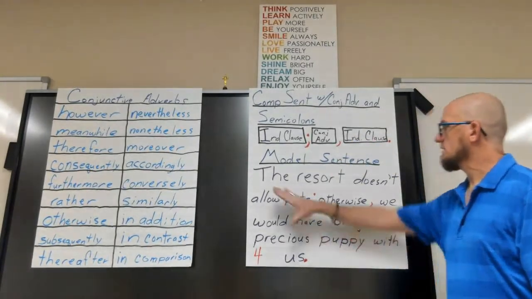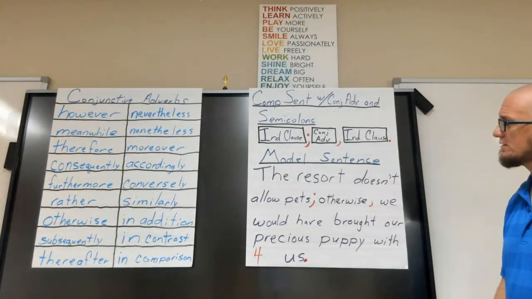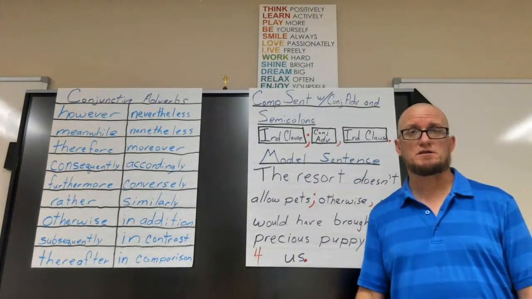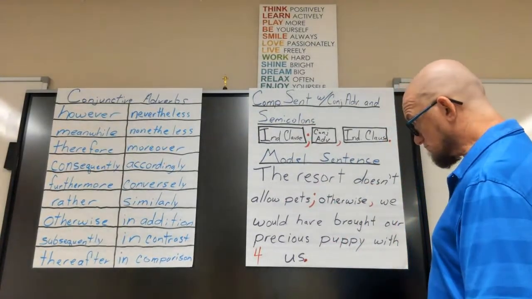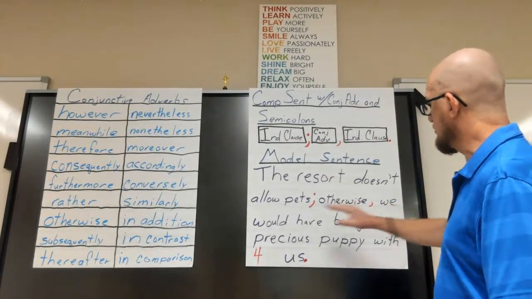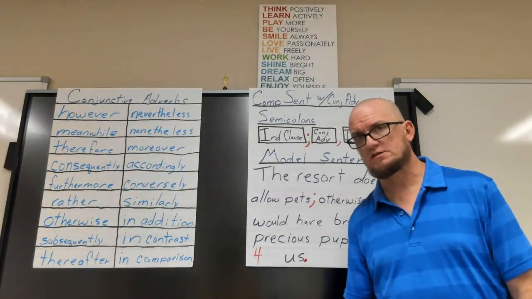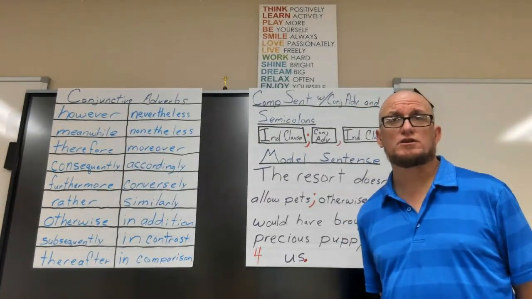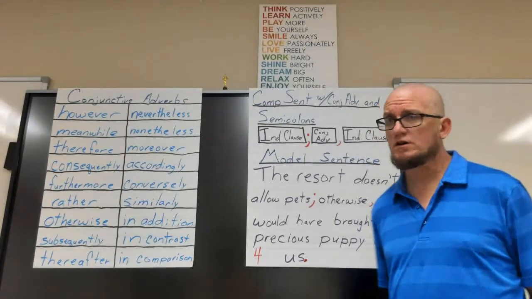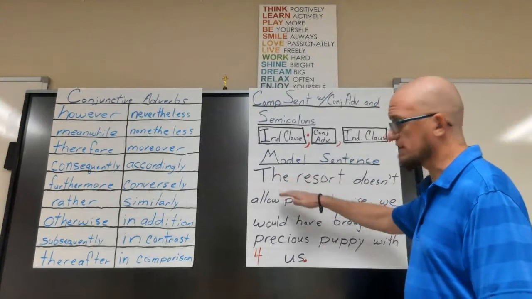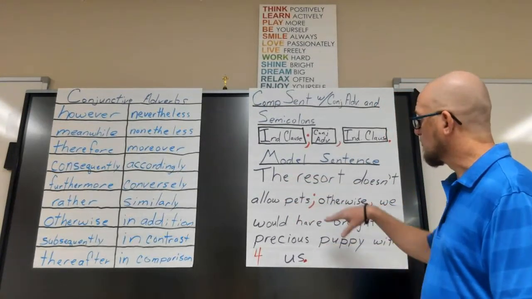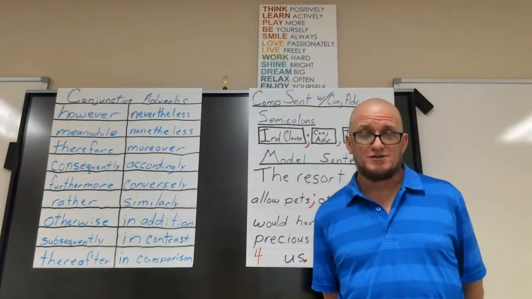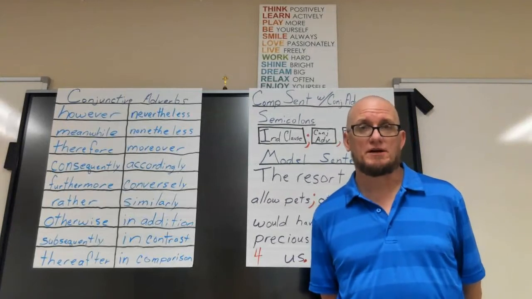So looking at the sample sentence, we have: the resort doesn't allow pets. That could stand as a sentence by itself. And then our second clause: we would have brought our precious puppy with us. That is an independent clause. It could stand as a sentence by itself. The connection is a cause and effect connection. We're saying we did not bring our precious puppy dog because the resort did not allow pets.